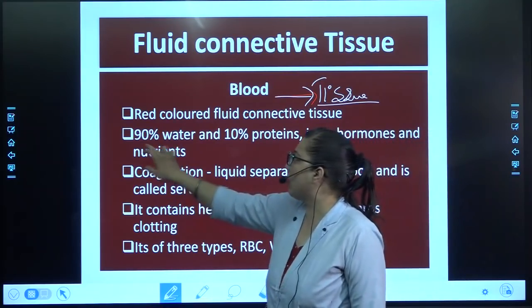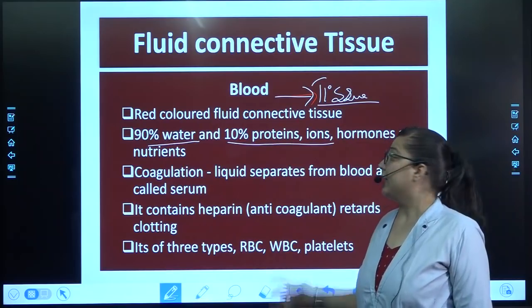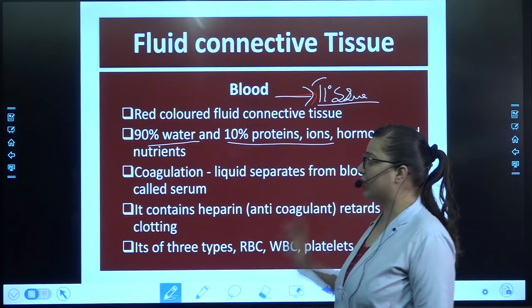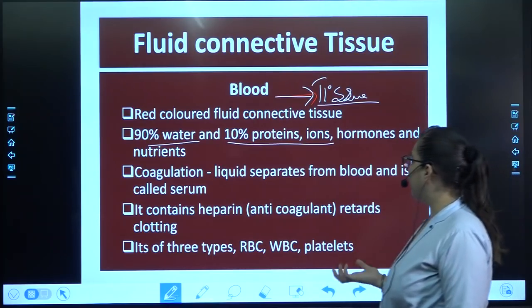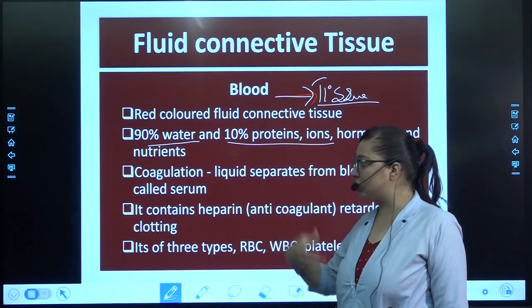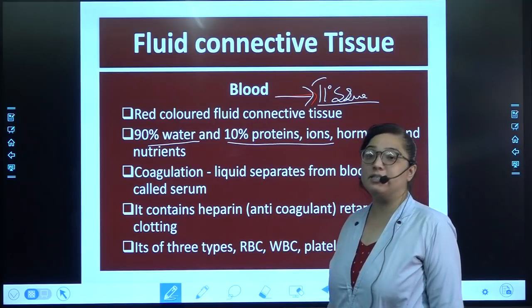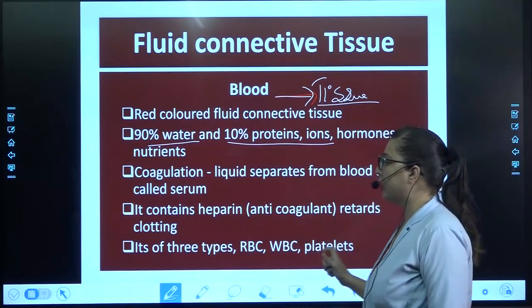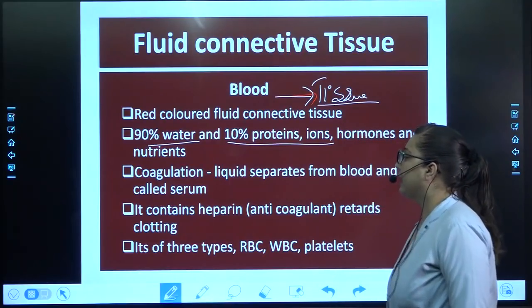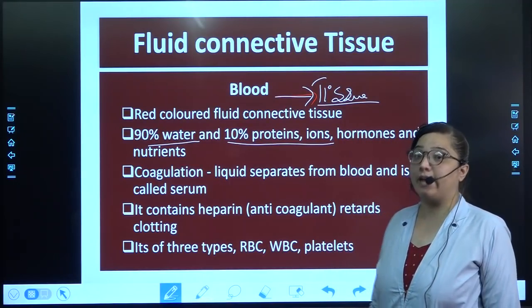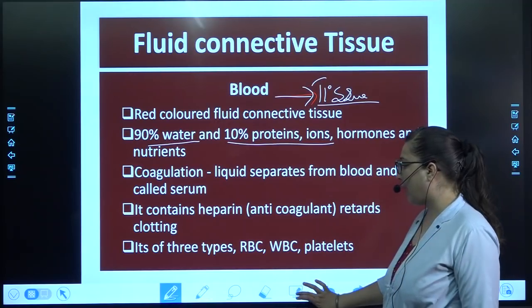Remember that, because students make mistakes in the exam. 90% of the blood is water, while 10% is what? Nutrients, ions, hormones and so on. Then coagulation. From the blood, whenever the liquid part is removed, it is called serum. It also contains heparin. What does it do? It will retard clotting. Blood is of three types of cells: red blood cells, white blood cells and platelets.